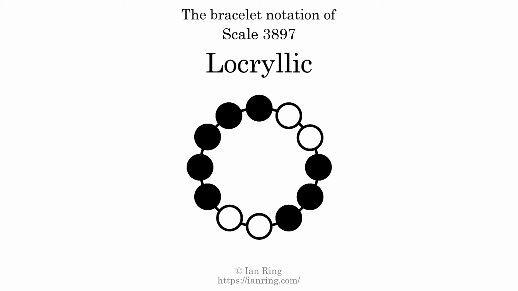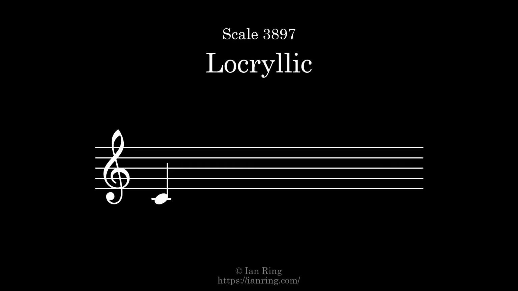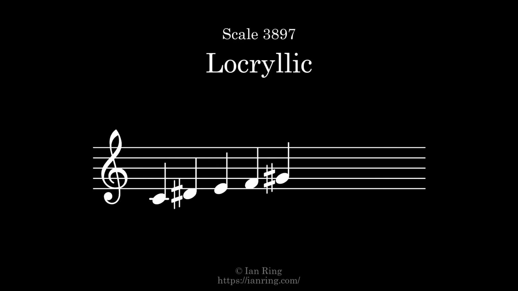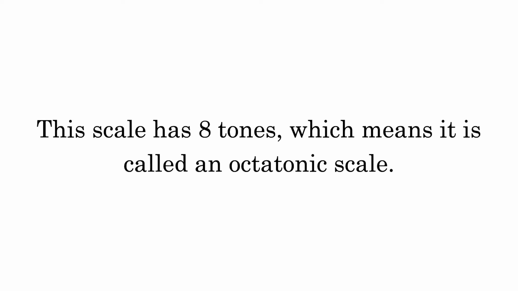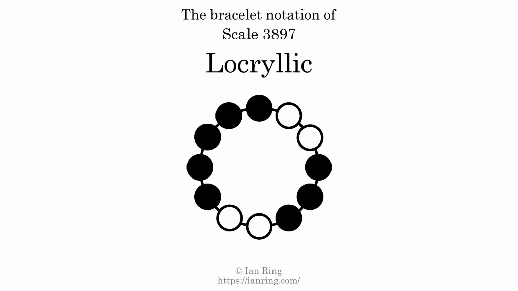3897, Locryllic, which sounds like this. This scale has 8 tones, which means it is called an octatonic scale. This is a bracelet notation diagram of scale 3897. The shaded circles represent tones that appear in the scale, and they are read clockwise, starting at the top.